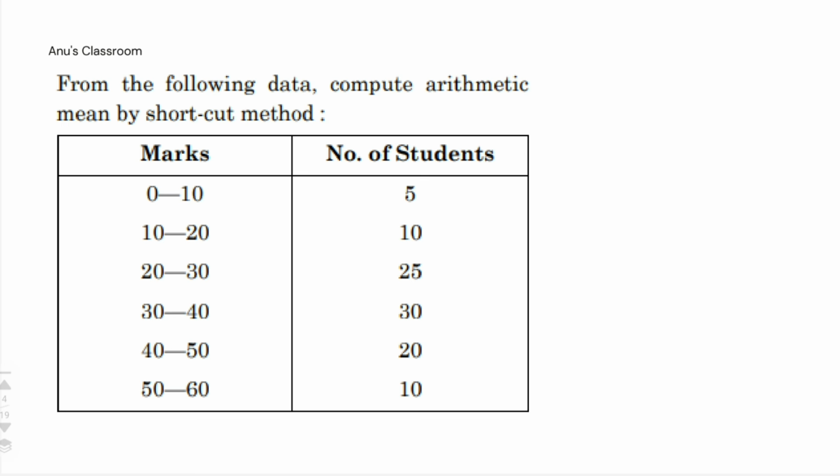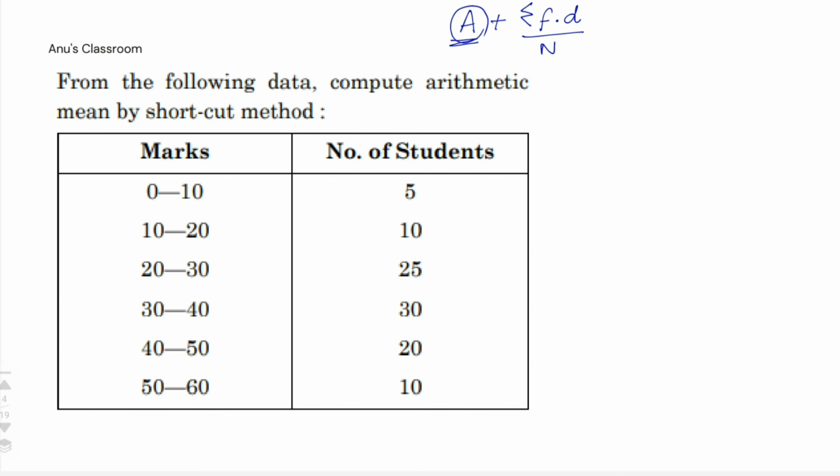In the shortcut method, we take one reference point, which we denote as A, and from there we find the mean. The formula is A plus sigma F, that is frequency, into D. D is the deviation from this base point we have fixed, divided by n. N is the total number of observations, into your class interval I. This is the shortcut mean formula.